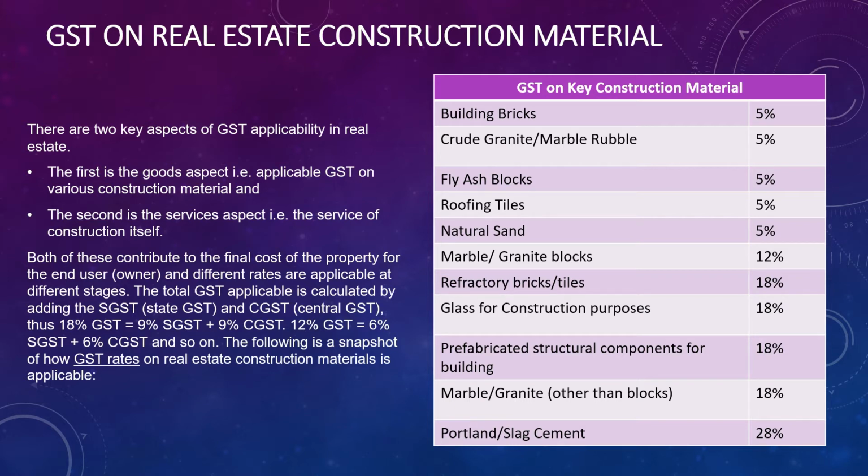So the following is a tabular representation of what is the GST rate on real estate construction materials. Building bricks, crude granite, marble rubble, fly ash blocks, roofing tile, natural sand, all taxed at 5%. Marble and granite blocks at 12%. Refractory bricks and tiles 18%. Glass for construction purposes 18%. Prefabricated structural components of building 18%. Marble granite other than blocks 18%. Finally, Portland and slag cement at 28%.